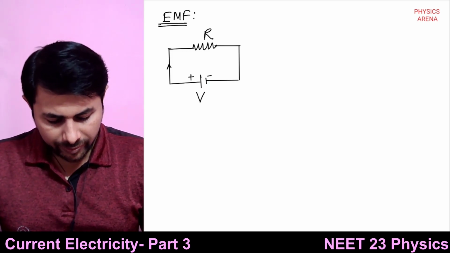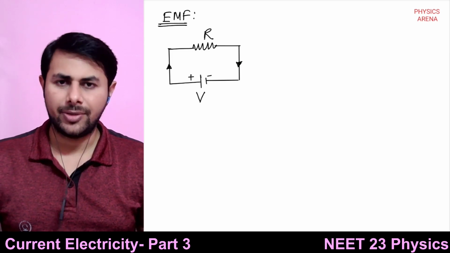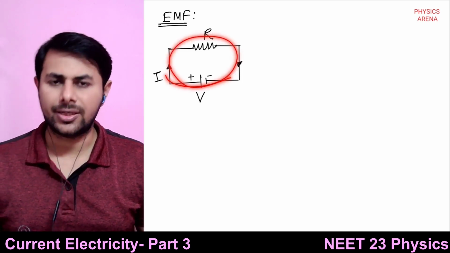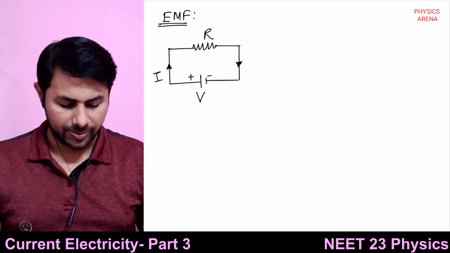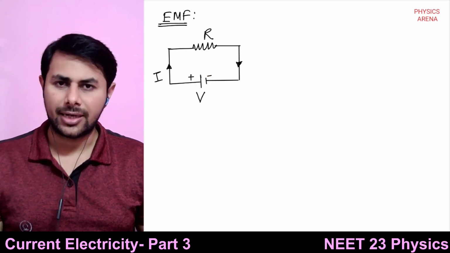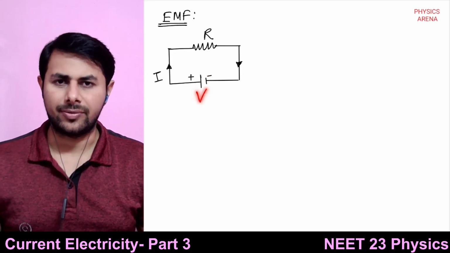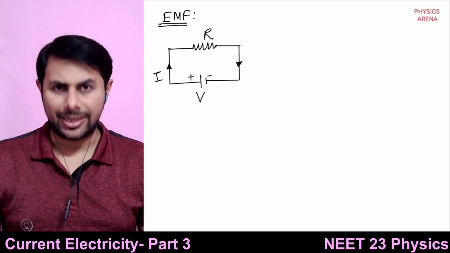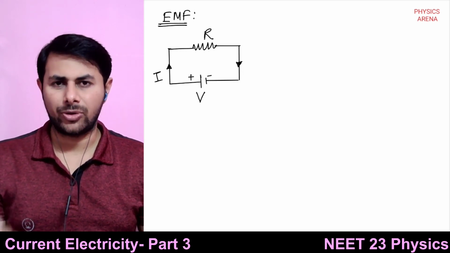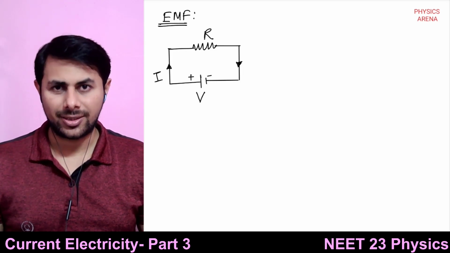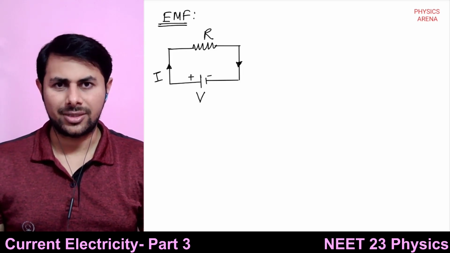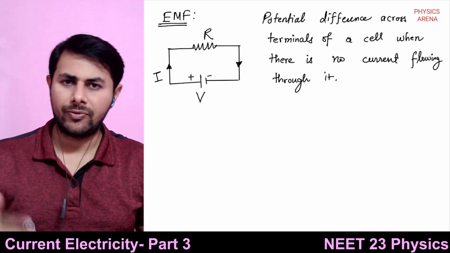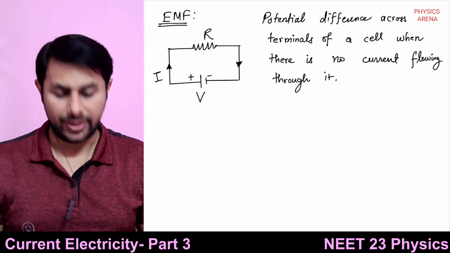So when we connect some external resistance, what happens? Some current flows through this circuit, and then the potential difference at the two terminals of the battery is equal to V. Now suppose there is no current flowing through the battery. In that case, if you measure the potential difference across the two terminals of the battery, that is known as EMF. So now see, what is the difference between when current is flowing and when current is not flowing.